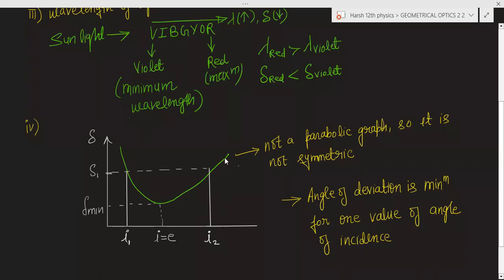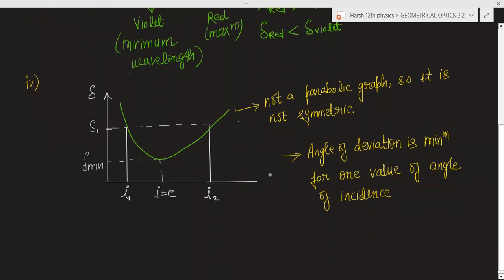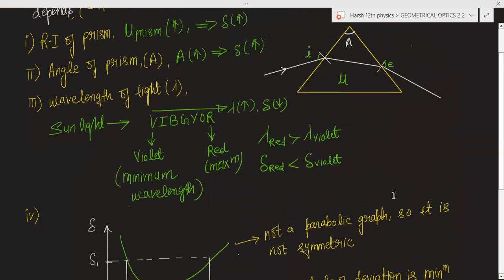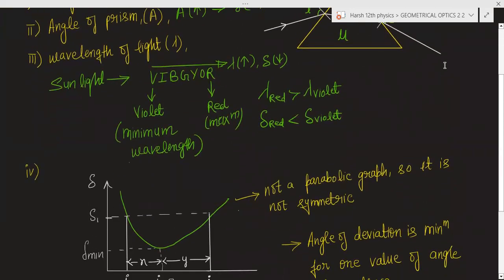So this graph is not a parabolic graph, and it is not symmetric. If you take this distance as x and this distance as y, then y is greater than x. That is why this graph is not symmetrical. The angle of deviation is minimum for one value of angle of incidence, so you have to remember this thing.